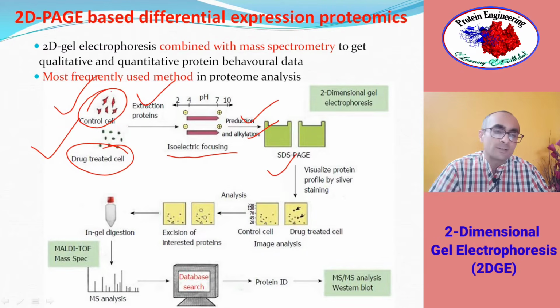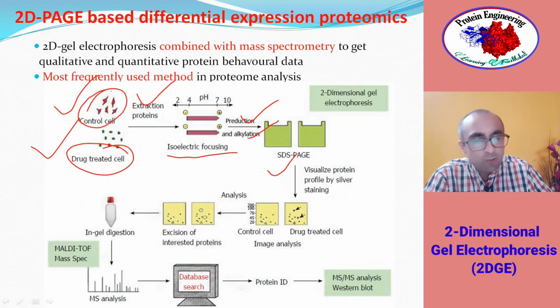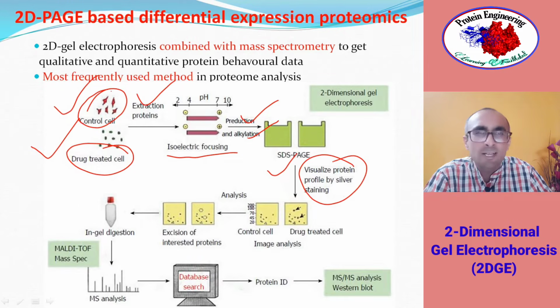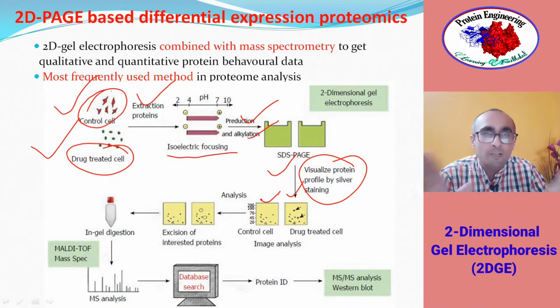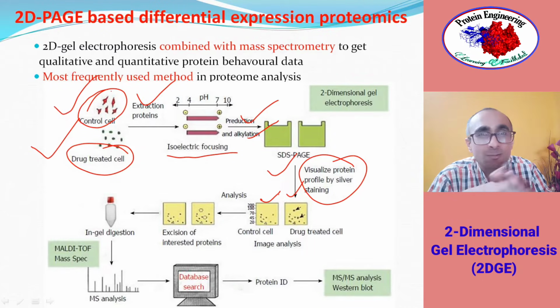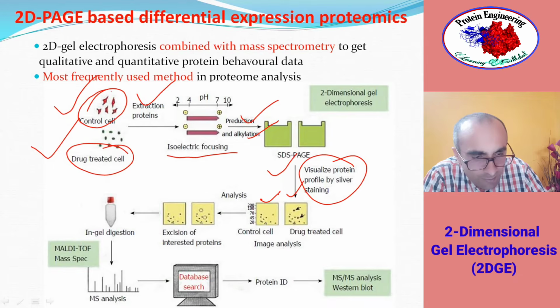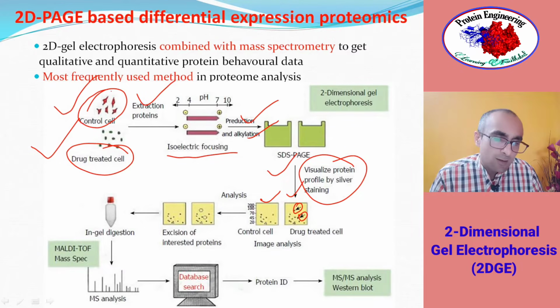And once SDS-PAGE is run, you visualize the protein using silver stain or any other stain. And after that you have two gels, one gel from control cell and another gel from the drug treated cell. Now these two gels can be superimposed on each other to see difference in expression or difference in presence of the protein spots. For example, here you see that there are two spots which are present only in drug treated cell. They are marked with two arrows here.